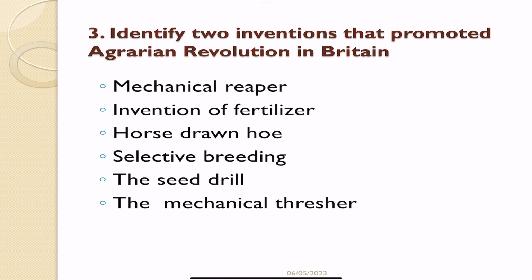Identify 2 inventions that promoted agrarian revolution in Britain. These are questions that are drawn from topic 3 form 1 work. That is topic 3 form 1 work, that is development of agriculture. And there are so many things that we talk about in that particular topic. So many. You talk about agriculture in Egypt, Mesopotamia, agrarian revolution in Britain, agrarian revolution in America, food situation in third world countries. But now this examiner went for the inventions that were brought about during the agrarian revolution.